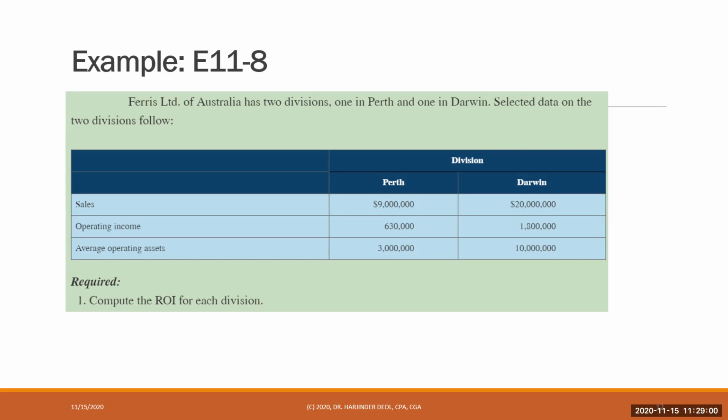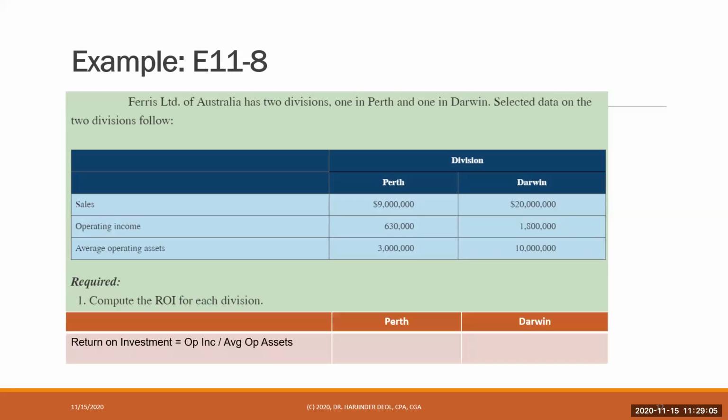The first requirement is to calculate the return on investment for each division. ROI, the calculation is operating income over average operating assets. So for the Perth division, operating income of $630,000 divided by the average operating assets of $3 million equals the ROI of 21%. For the Darwin division, it's $1.8 million over $10 million, 18%. Now, comparing the two, the Perth division has a higher return on investment.